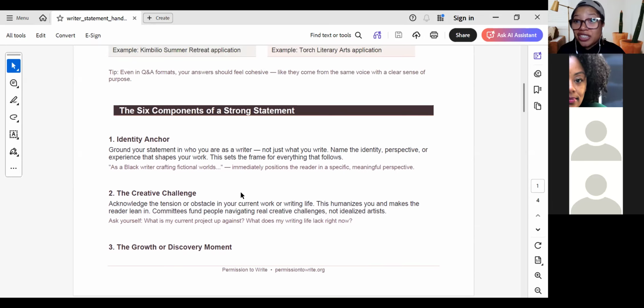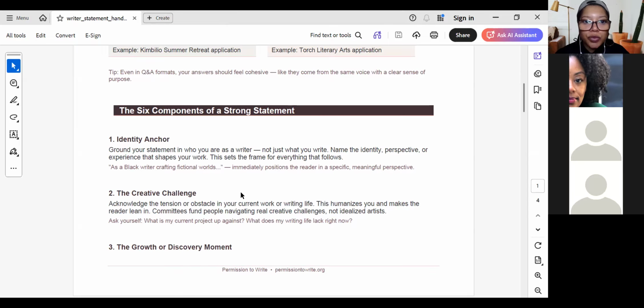The creative challenge. What is challenging you in your work? Acknowledge it, because a lot of times a residency is trying to help you move past an obstacle in your work to get it done. They want to be able to say, XYZ author, we gave them space, we invested in them, we poured into them. They want to be able to tout that. We love that too, as Permission to Write, where people are like, permission to write, help me do this thing. We're like, yes, because this is so great. That's the whole purpose, right?